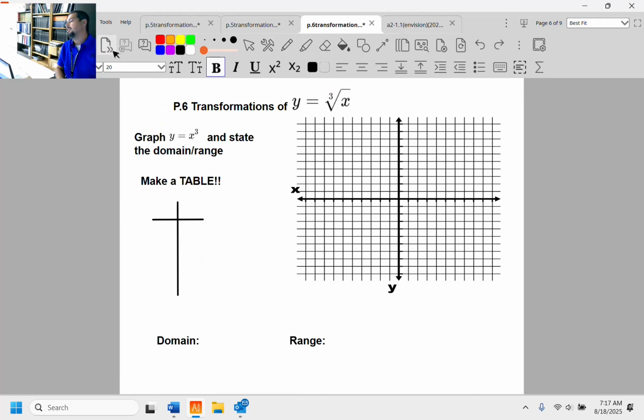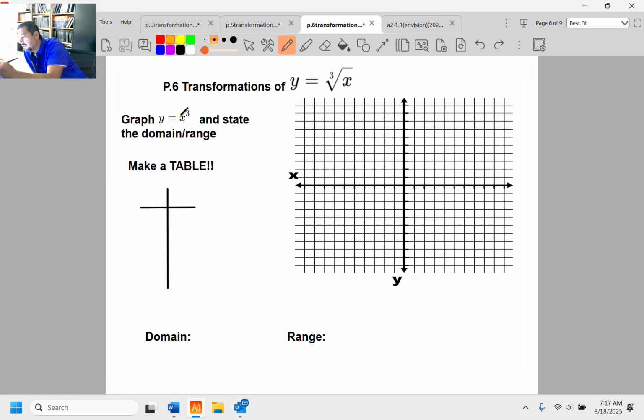Graph y equals the cubic root of x. I need to fix that right there. That should say cubic root of x. Too late. Anyways, make a table, x and y, and I'll do this one starting at -8, -1, 0, 1, and 8. The reason I didn't do anything between -8 and -1 is because you cannot easily take those cubic roots. But the cubic root of -8 is -2 because -2 times -2 times -2 is -8.